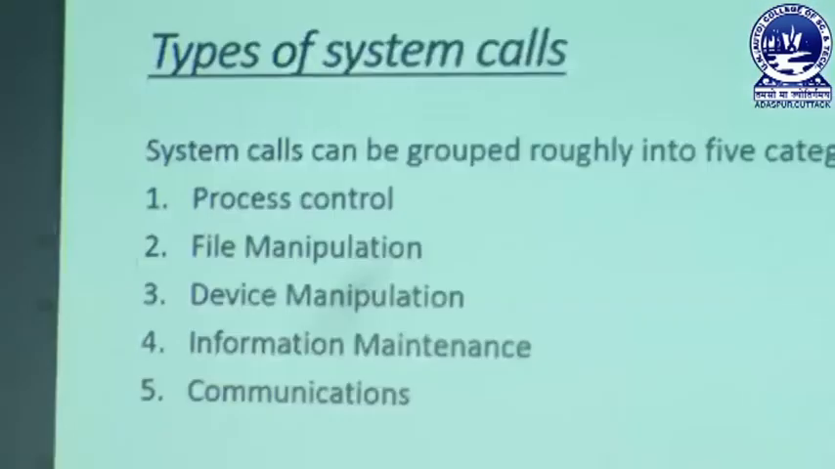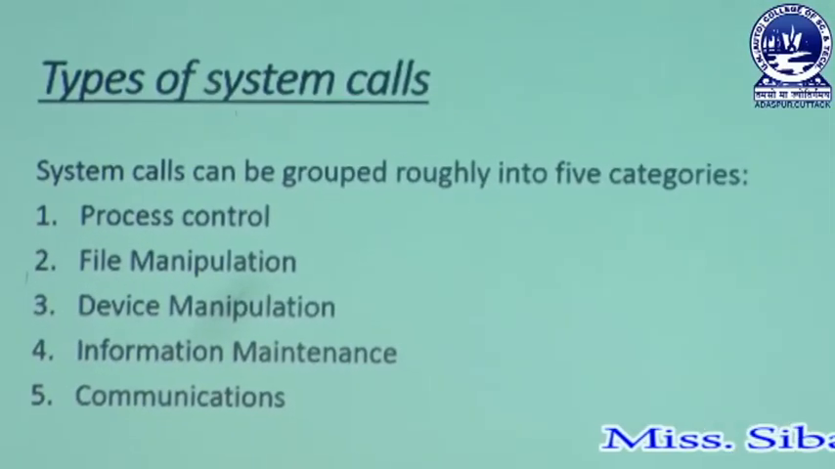In this lecture we saw the five main categories of system calls used in your system: process control, file manipulation, device manipulation, information maintenance and communications.